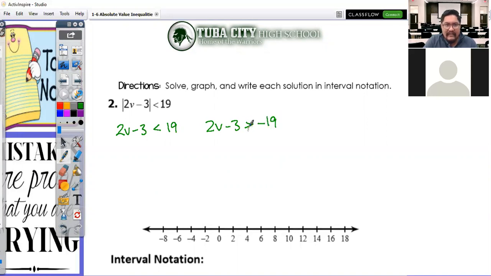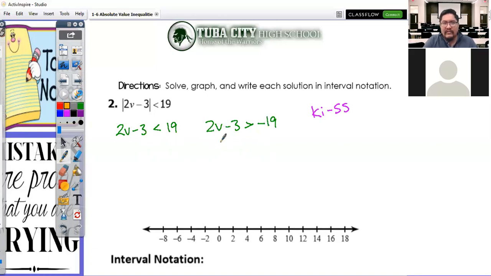So switch this sign and switch the sign on anything on the outside, which in this case, I only have one number on the outside, which is 19. So it becomes negative 19. So again, keep it. That's what KSS stands for. Switch, switch. So switch these two things.